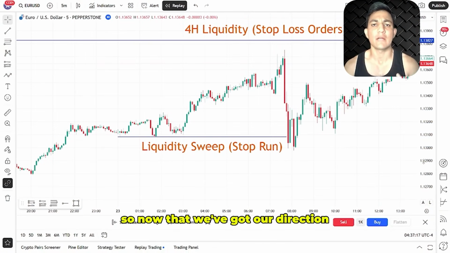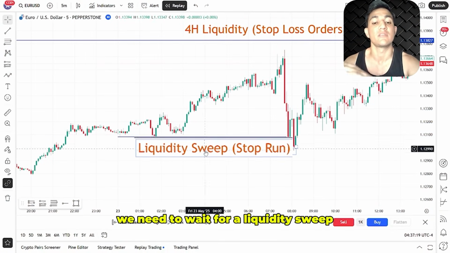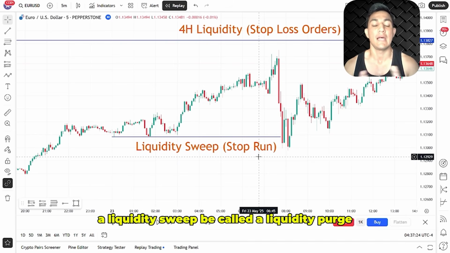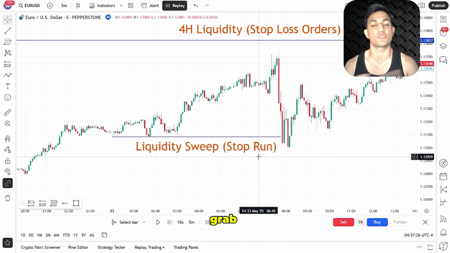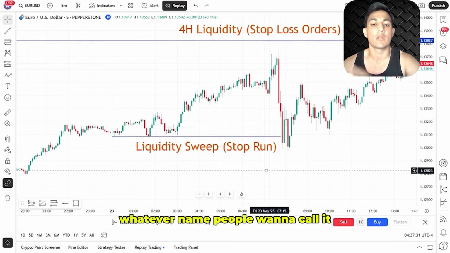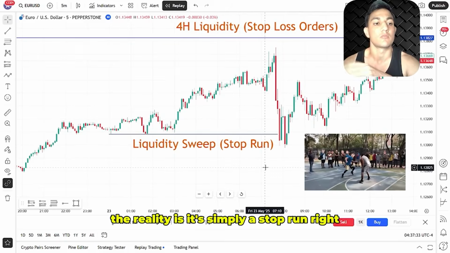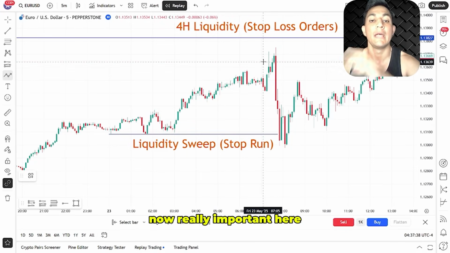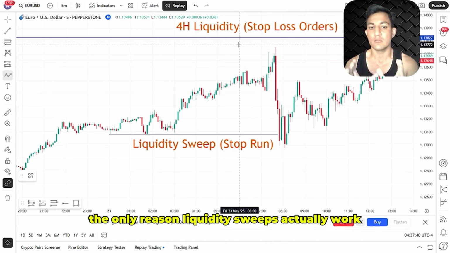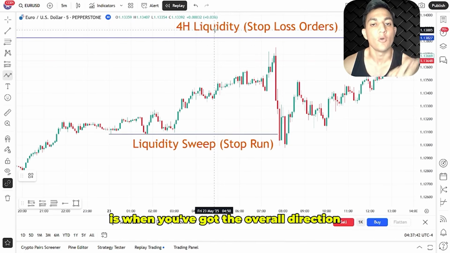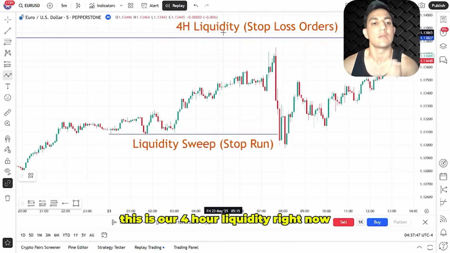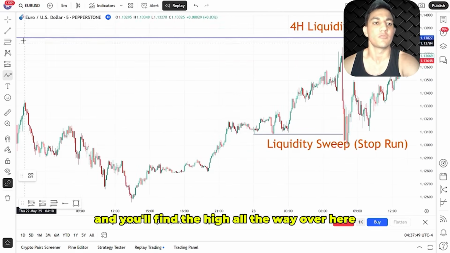Okay, so now that we've got our direction, we need to wait for a liquidity sweep. Now what a liquidity sweep really is, it's just a stop run. Now you might hear a liquidity sweep be called a liquidity purge, grab, run, and ICT calls it a Judas swing. Whatever name people want to call it, the reality is it's simply a stop run, right? It's a fake move in the opposite direction of the overall market. Now, really important here, the only reason liquidity sweeps actually work is when you've got the overall direction. Now, if you remember from the beginning of the video, and this is our 4-hour liquidity right now. If you zoom all the way out, you'll find the high all the way over here.